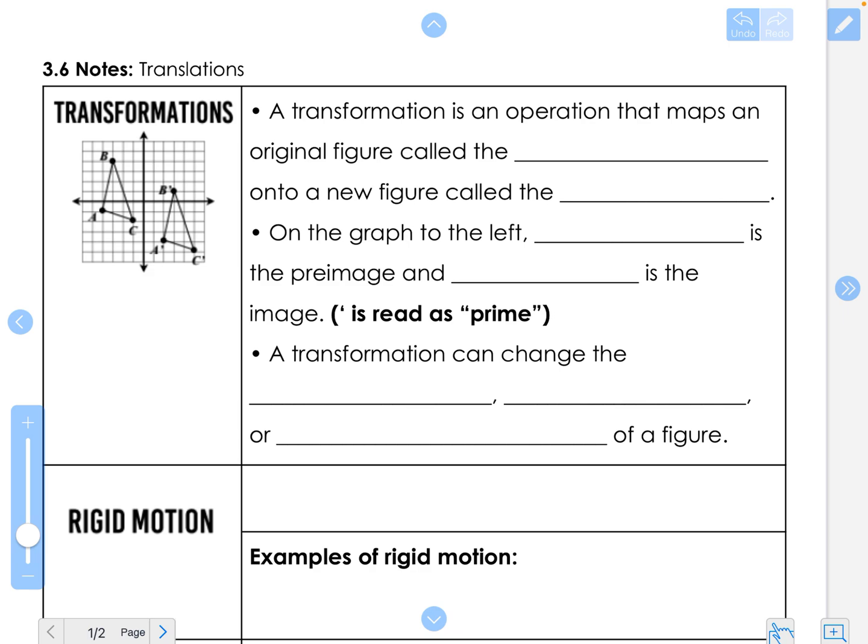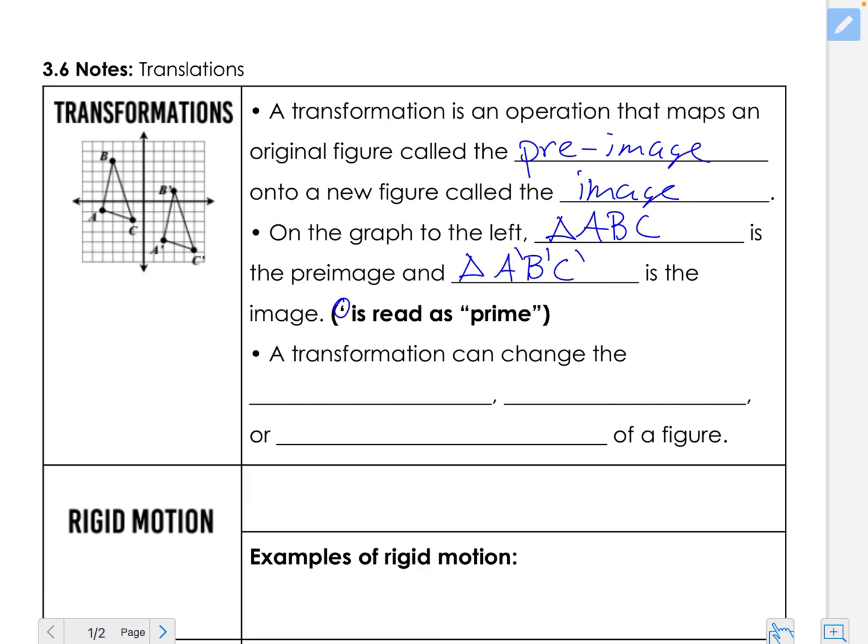So a transformation is an operation that maps the original figure, called the pre-image, onto a new figure called the image. On the graph to the left, triangle ABC is the pre-image, and triangle A prime, B prime, C prime is the image. So again, we read that little apostrophe as prime. Triangle ABC right here is our pre-image, and A'B'C' is our image.